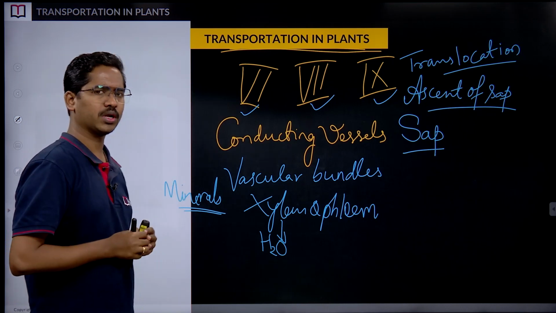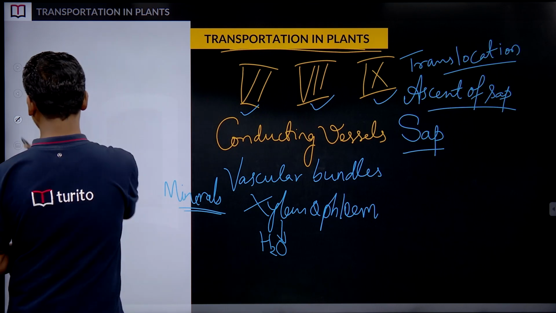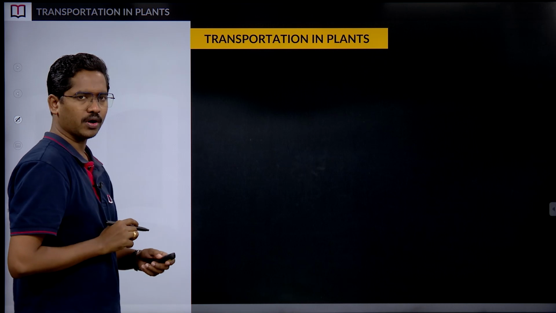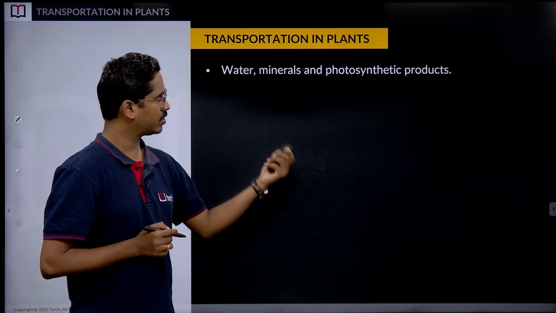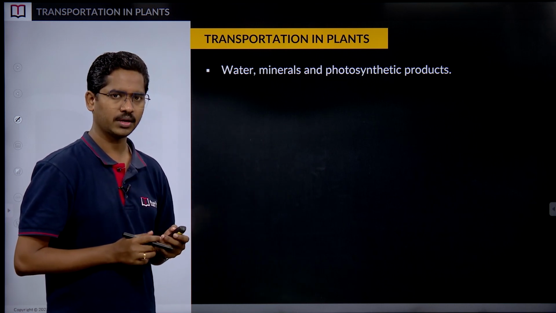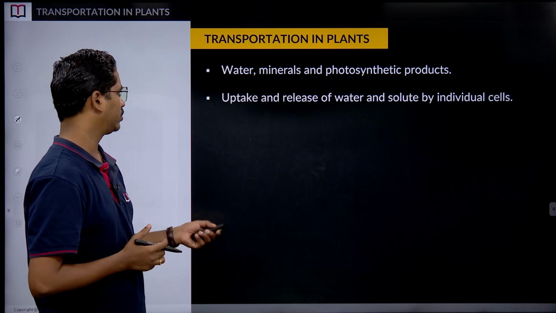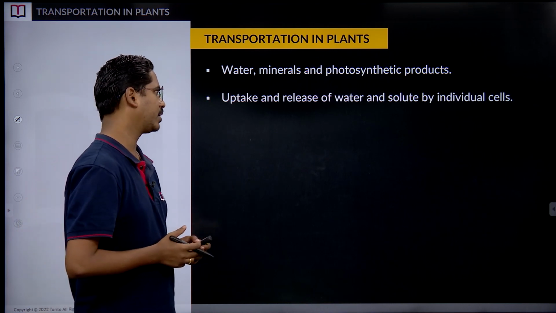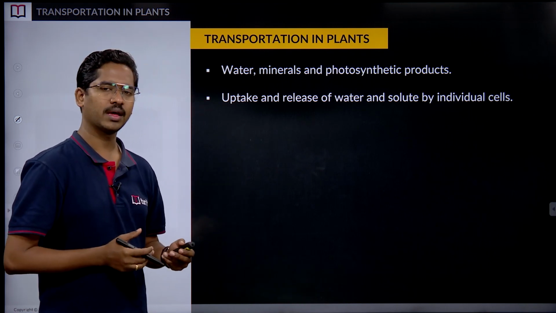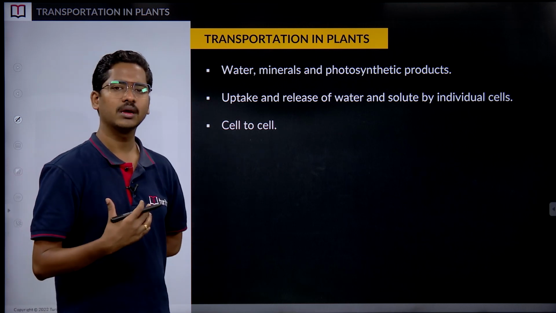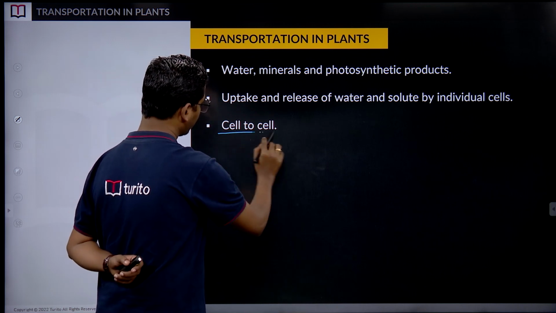Hope you have remembered what I have just discussed, and this would have been done earlier in the previous sessions. Okay. So, if we move forward, you will see that water, minerals and photosynthetic products are transported. They are the components which are transported throughout the plant. You know this, nothing new to you. You see that uptake and release of water and solute by individual cells also occurs, as well as by specific tissues. So, this transportation happens from cell to cell.